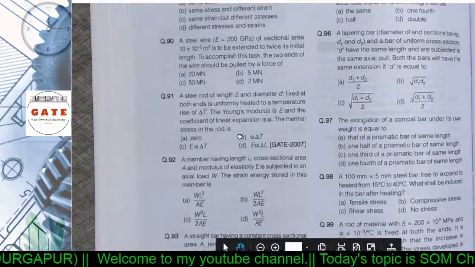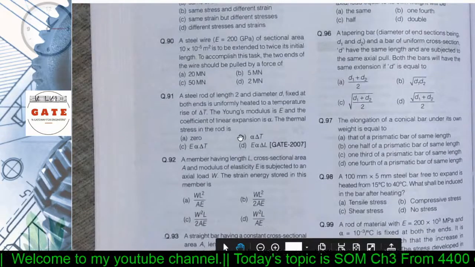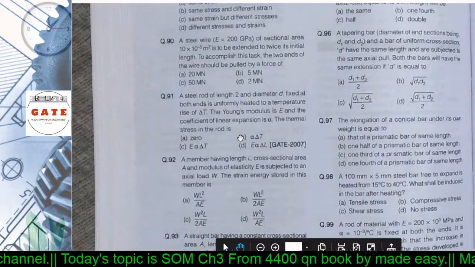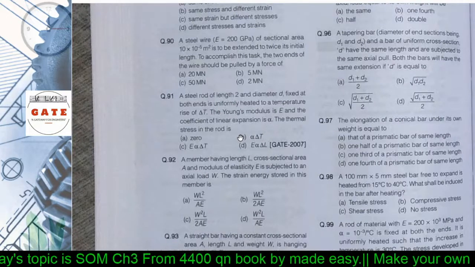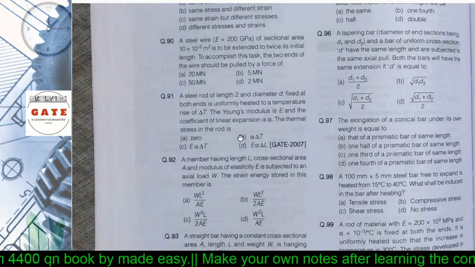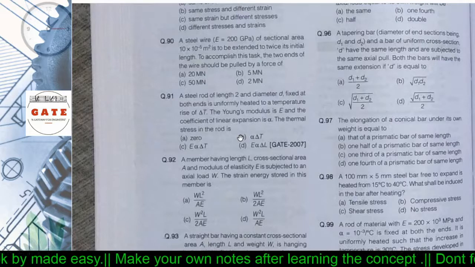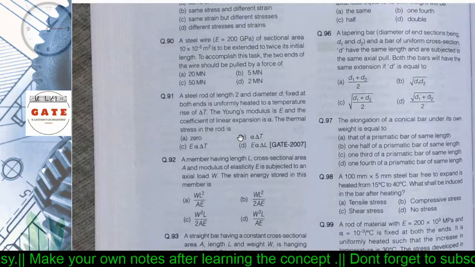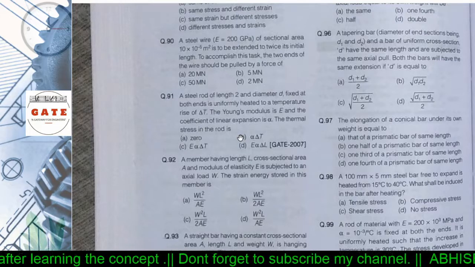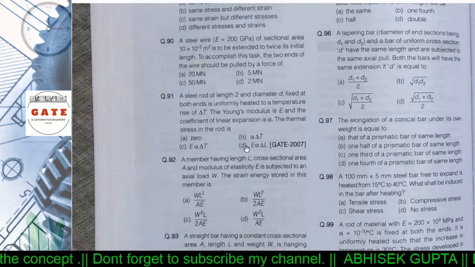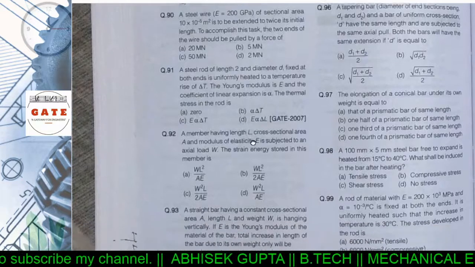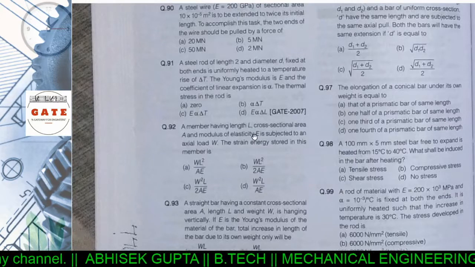Okay. Next question, question number 90. A steel wire of given section area is to be extended to twice its initial length. Okay, delta L is given, area is given, E is given. So what should be the force? A very easy question. Delta L equals PL upon AE. You can solve it on your own. The correct answer is option A. Okay, use the equation and solve.